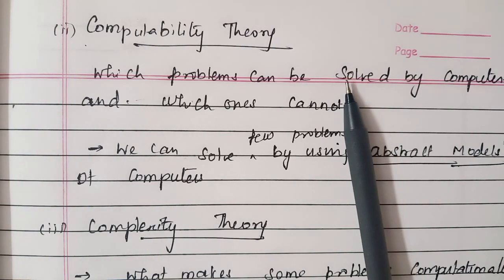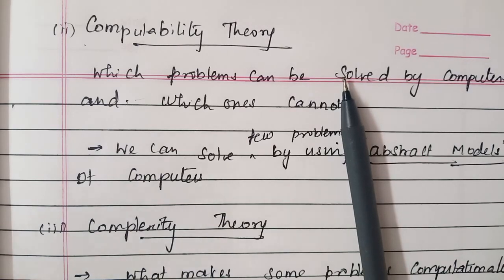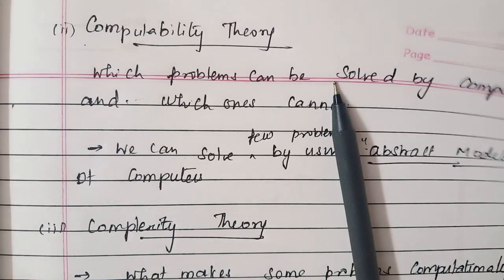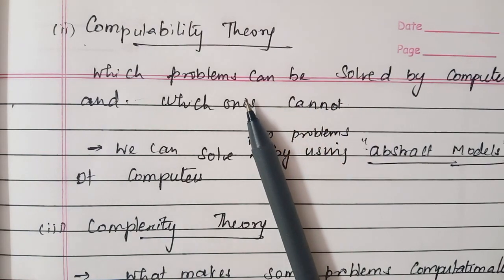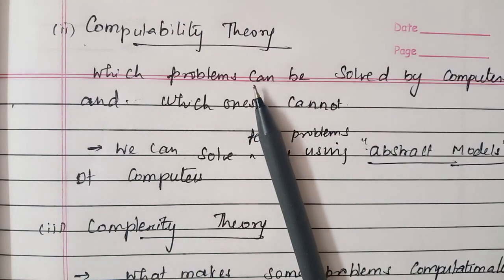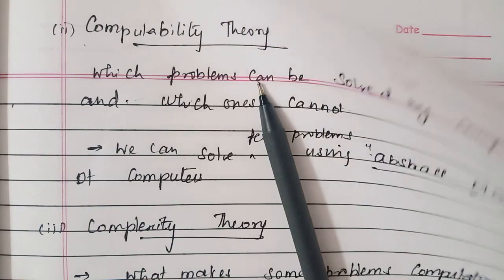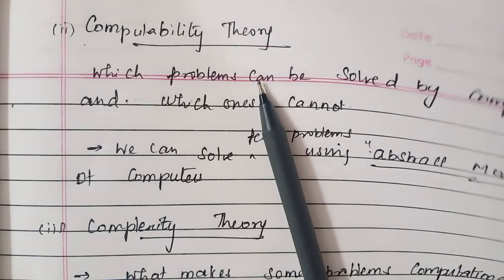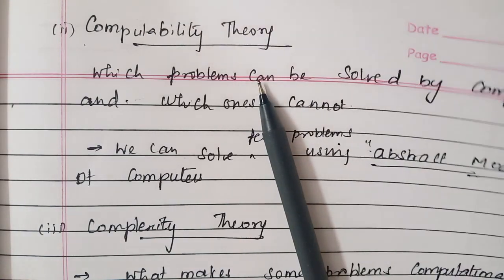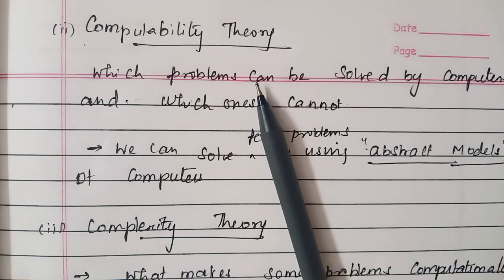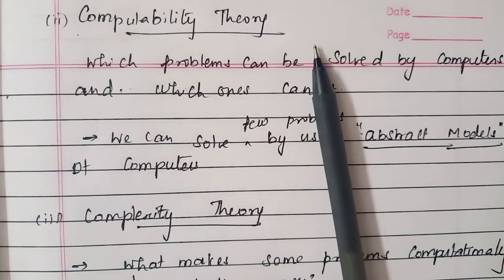We are already aware of what problems can be solved by a computer and what cannot. Even computers have their own limitations, and certain problems can be solved while certain problems cannot be solved. That part will be discussed in computability theory.